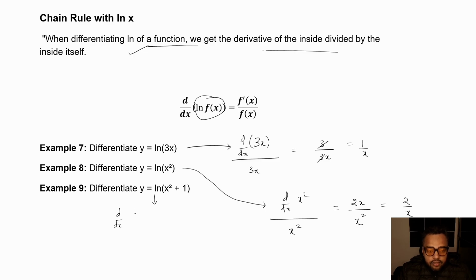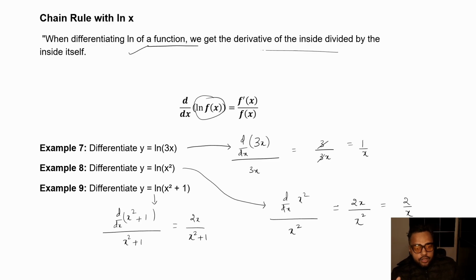Similarly, if I want to say about this one, on the numerator it will be d by dx of the function, that is x square plus 1, upon f(x). f(x) here is x square plus 1. So the differentiation will be 2x upon x square plus 1. Okay, student, this is how we need to apply the chain rule for the differentiation of ln x.